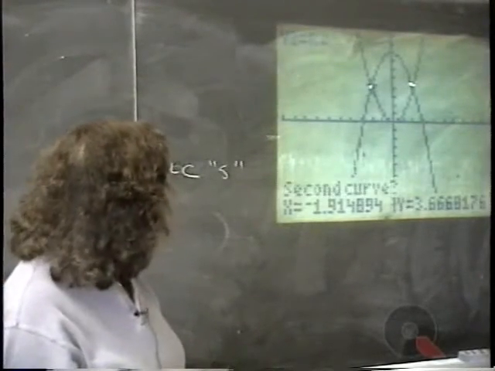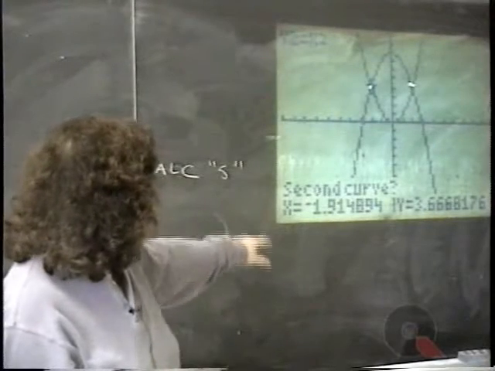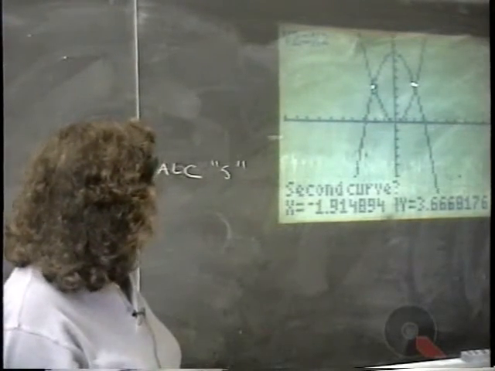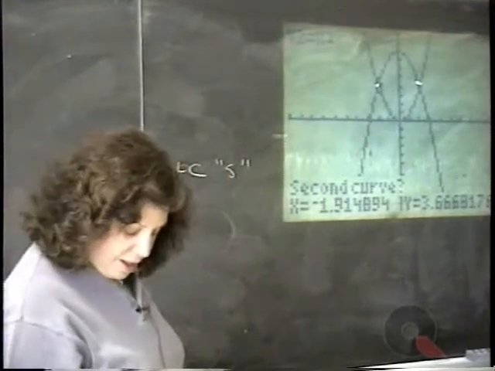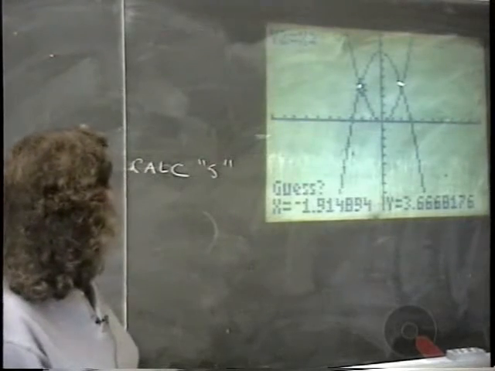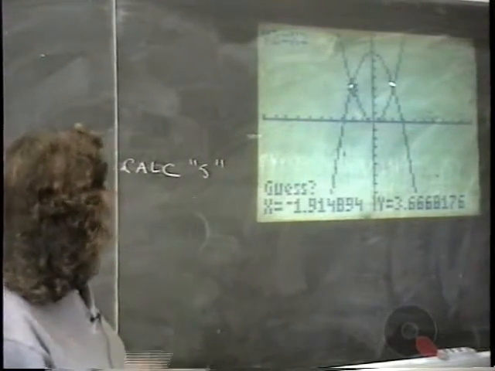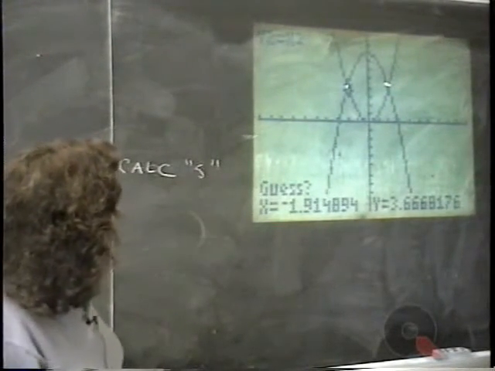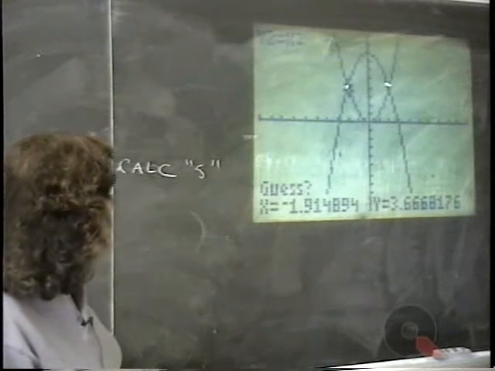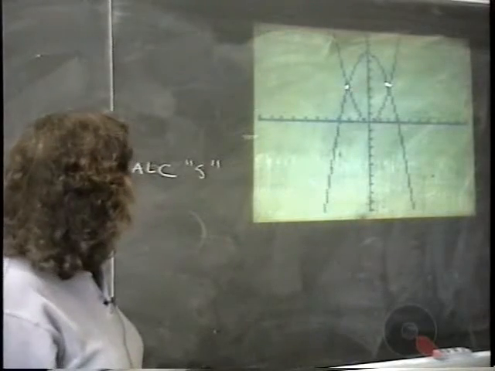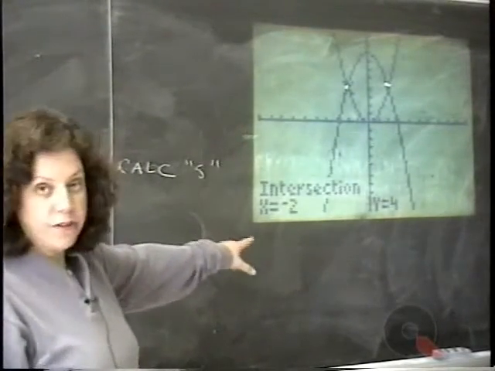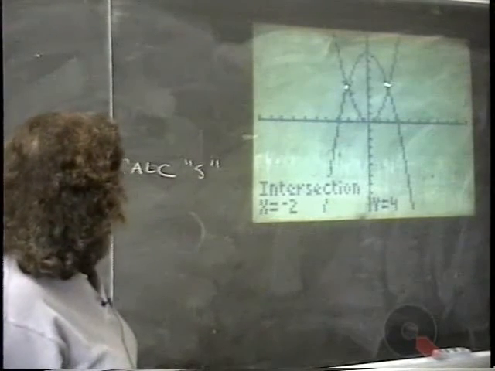If you hit enter, it says second curve, it tells you that you're at the point minus 1.9, 3.66 something. Hit enter again. It's asking you for a guess of what your point of intersection is. As long as the flashing dot is somewhere near the point of intersection, it should work. Just hit enter again, and it'll give you the point of intersection, minus 2, 4. That was the first point of intersection that we found.